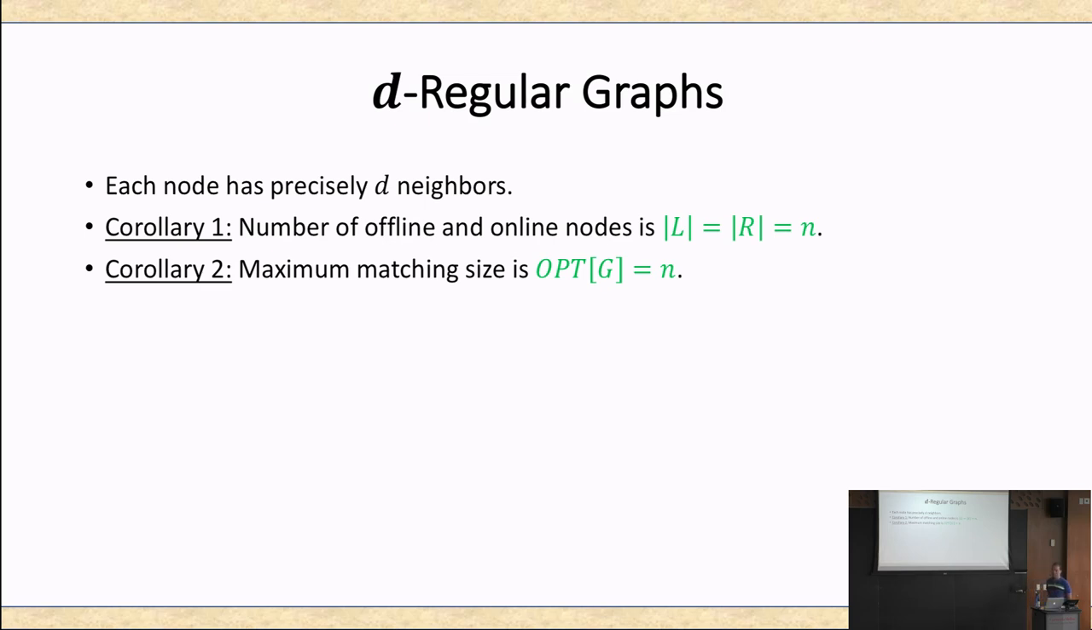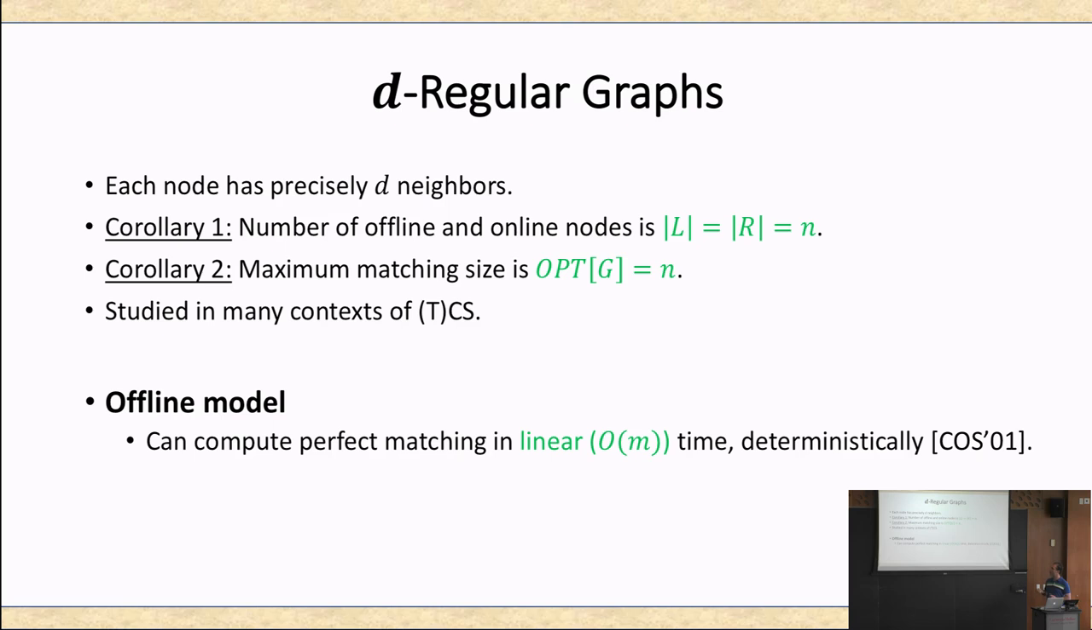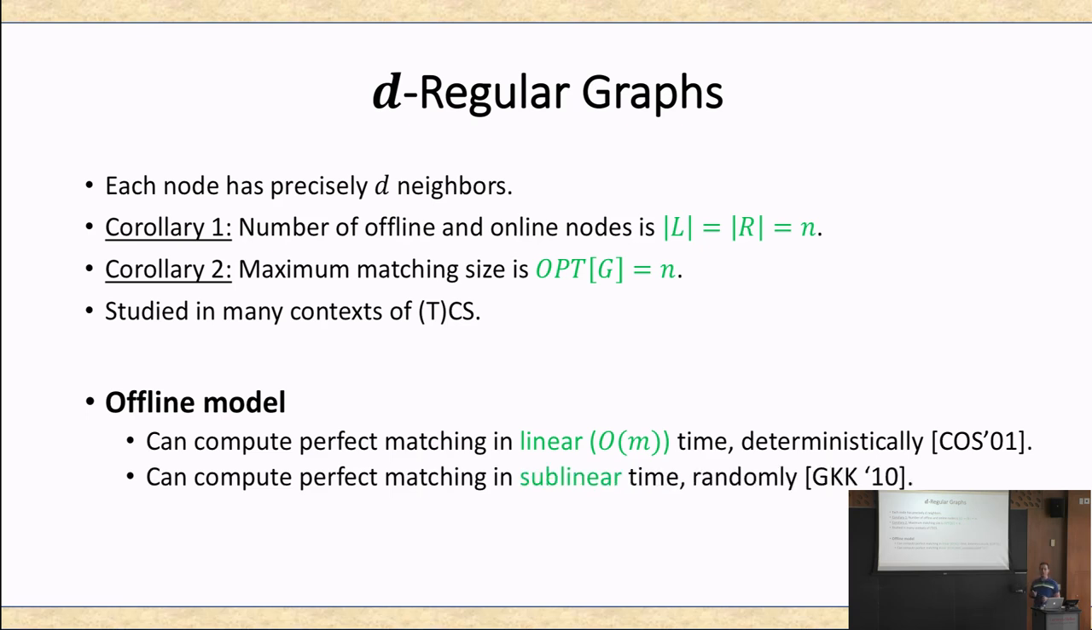There's a long history of study of regular graphs in TCS and CS as a whole. I won't really go into it, but I will stress that people have studied this in the offline model. In the offline model, we know how to compute a perfect matching in linear time for regular graphs. This is the end of a long series of papers. And actually, we can even do sublinear time with randomization. So randomization definitely helps in the offline model.